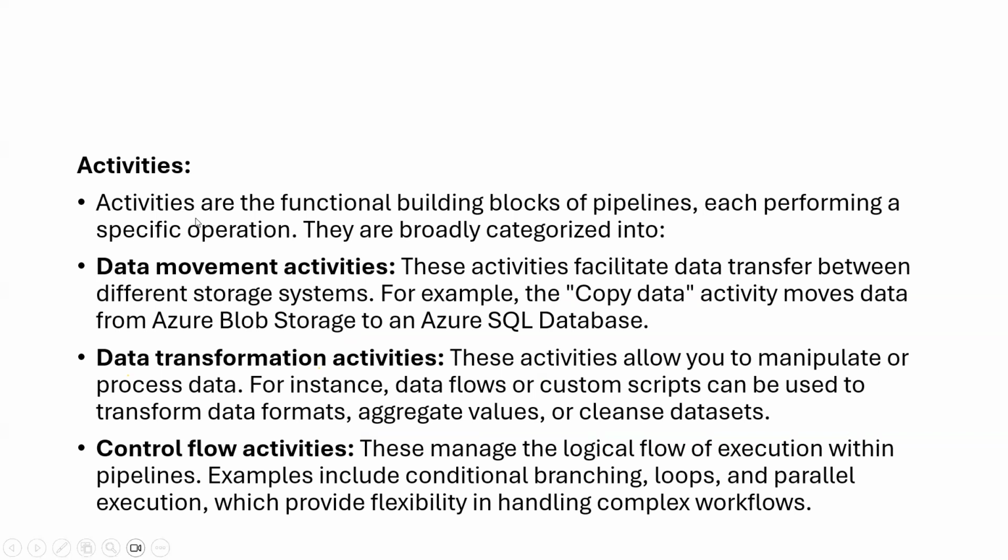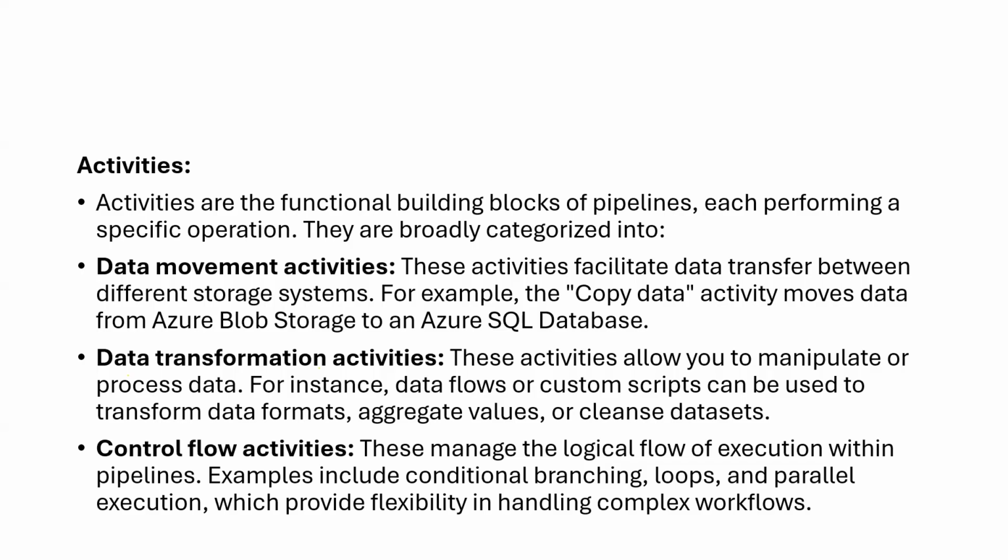Okay. So what are activities? I told you, a series of activities is called a pipeline. Activities are the functional building blocks of a pipeline, each performing a specific operation, and they are broadly categorized into data movement activities, transformation activities, and control flow activities. As I said, the pipeline is nothing but a series of activities we are performing on data.